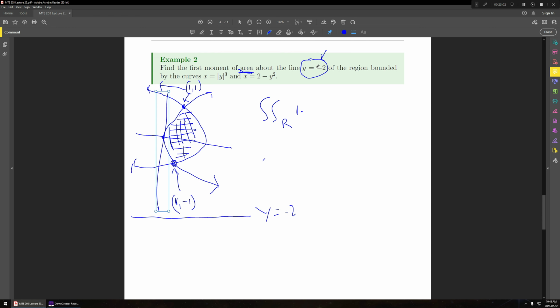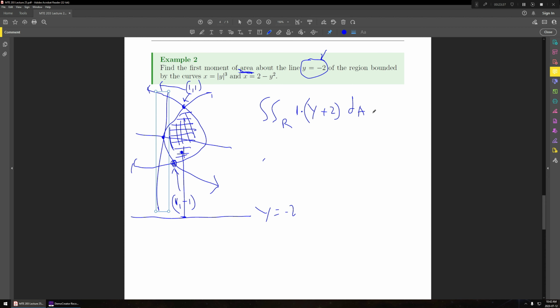But now since I'm asking this, I need to really ask, what's the distance from a point in this region to this line here? And that distance will just be y plus 2. So this is how I get the moment of area that I want in particular. And this will be dA. Okay? So all this question is asking me to do is to evaluate this integral. Again, we didn't really talk about first moments of area, but this is how it works. This is what it is, right?